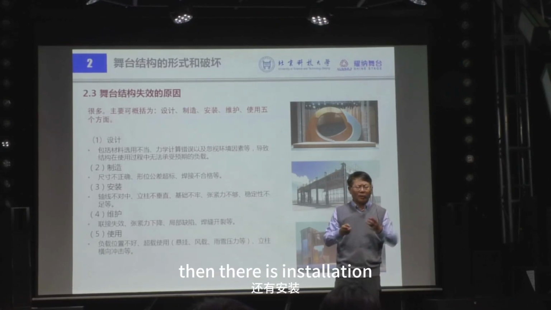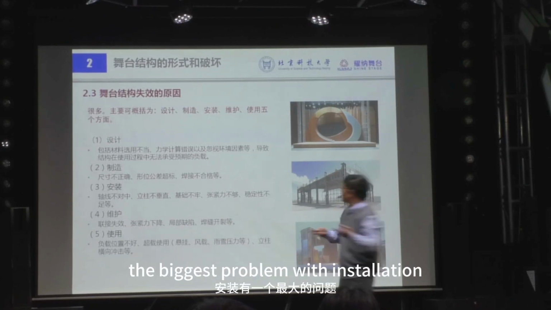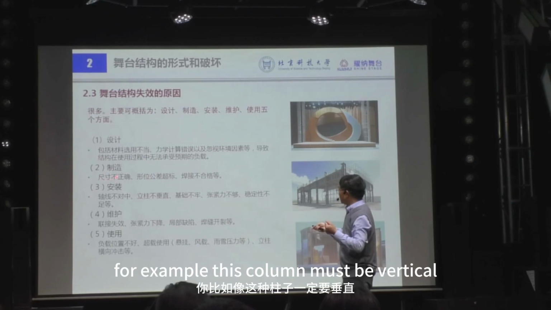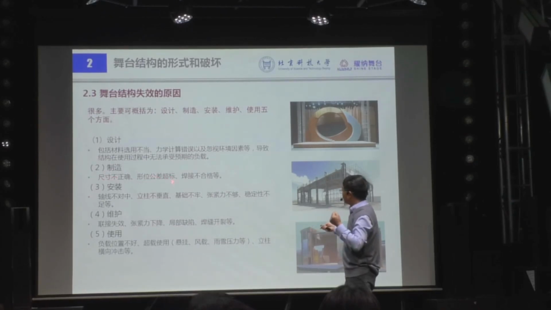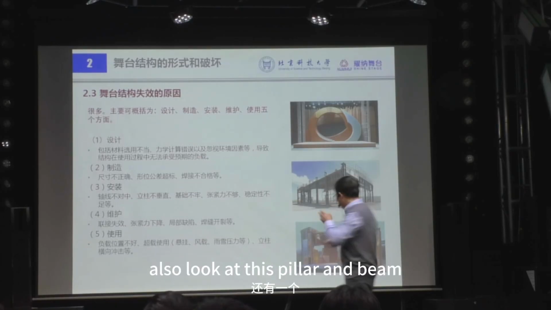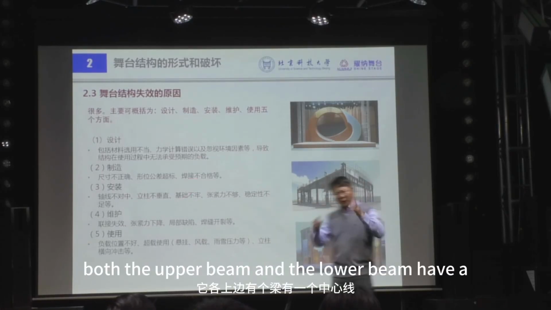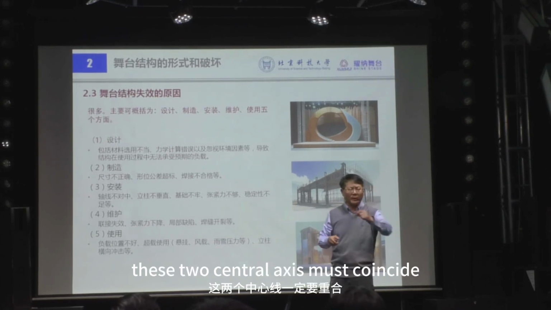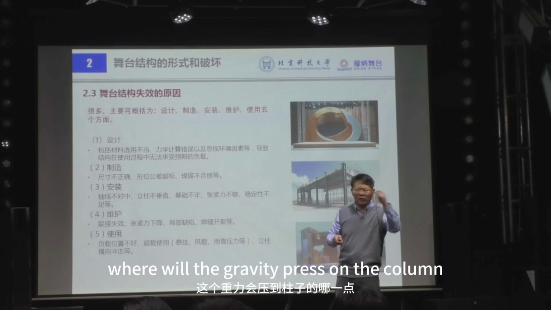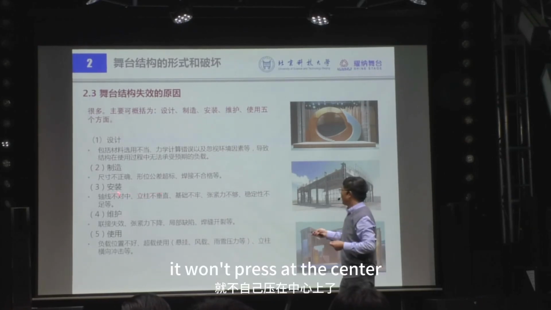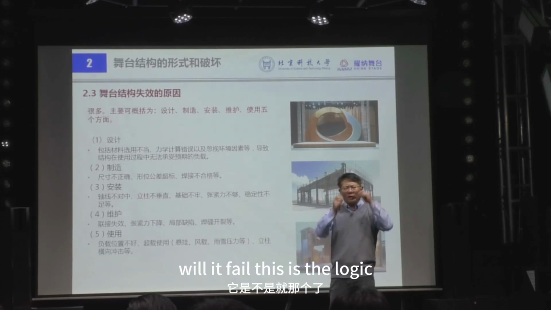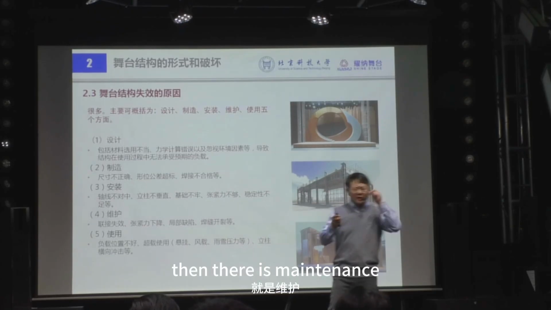Then there's installation. I will discuss installation again later. The biggest problem with installation. The first issue is, for example, this column must be vertical. Gravity acts downward. Also, look at this pillar and beam. Both the upper beam and the lower beam have a central axis. The pillar also has a central axis. These two central axes must coincide. If they don't coincide, you can imagine, where will the gravity press on the column? It won't press at the center. It presses off-center. If a column is off-center, will it fail? This is the logic.